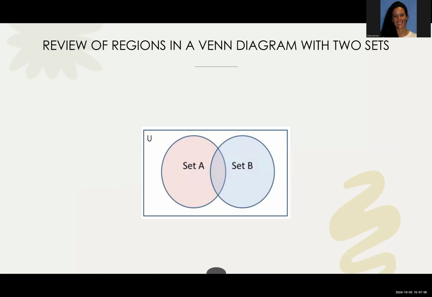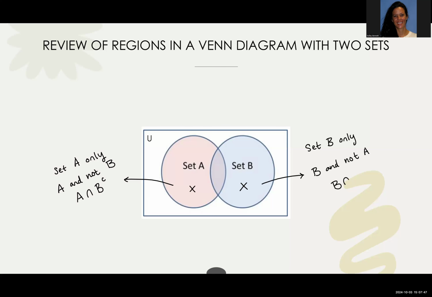So let's do a review of the regions in a Venn diagram. When we have two sets, you have this region here in set A. It's not in set B, it's only in set A. So it's A and not B. And we can write that as A intersect B complement. You could read that as A and not B. We know that the intersection, we think of that as "and," and we also think of the complement as "not." So I read this as A and not B.